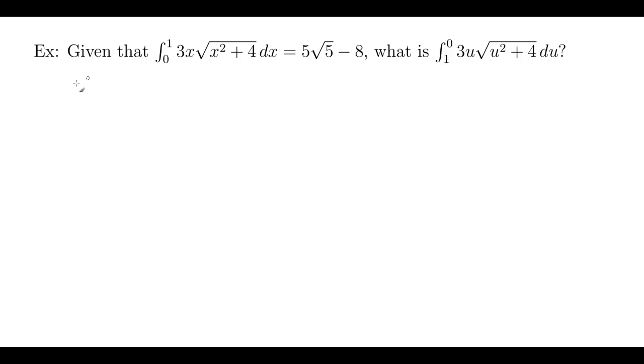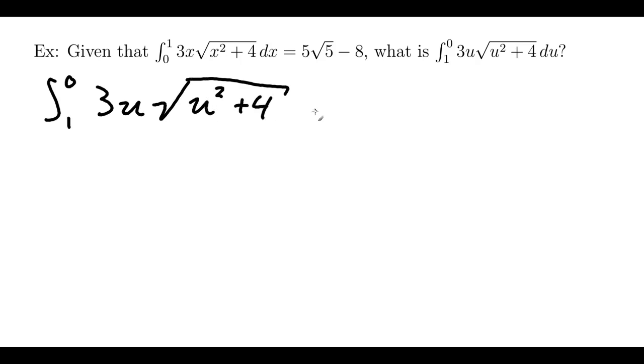So let's copy this thing down that we have. This is the integral from 1 to 0 of 3u times the square root of u squared plus 4 du. And we're asked to figure out its value given information about this integral. This is the integral from 0 to 1 of 3x times the square root of x squared plus 4 dx.